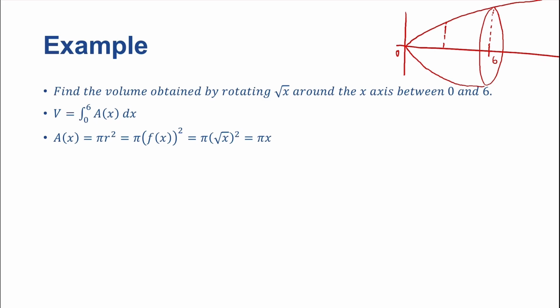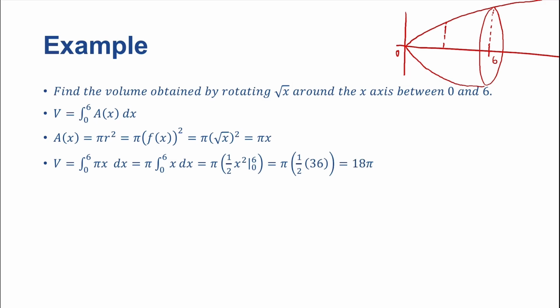Now that's going to be pretty easy, because now what we need to do is plug that pi x back into our A of x function. So now we're going to get the volume is equal to the integral between 0 and 6 of pi x dx. We can pull out that pi since that's not reliant on x, and then this is a simple monomial integral where the x is lifted by a power of 2 and then divided again by 2. So that gives us pi times 1/2 times x squared evaluated between 0 and 6.